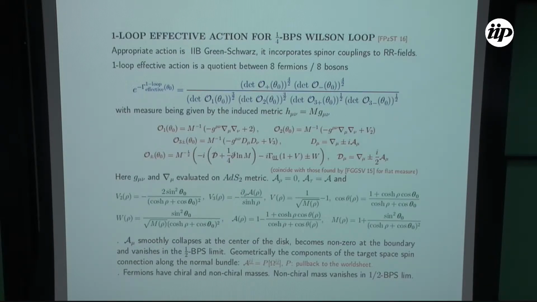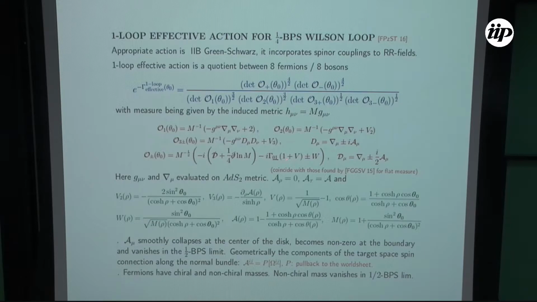Here you have everything. Here is the dependence on theta 0. We want to compute these determinants. Will we be able to do this or not? I will now show you. This has been written down in a precise gauge, choosing A_mu to collapse smoothly at the center of the disk.